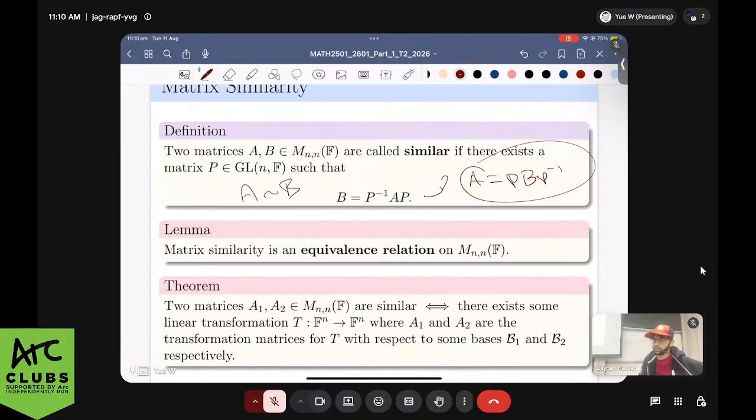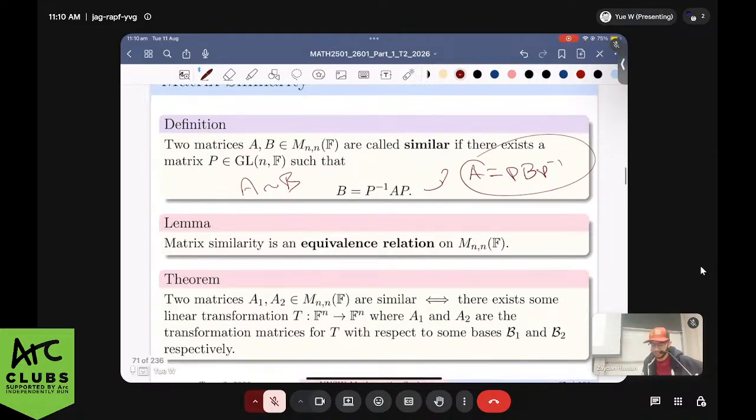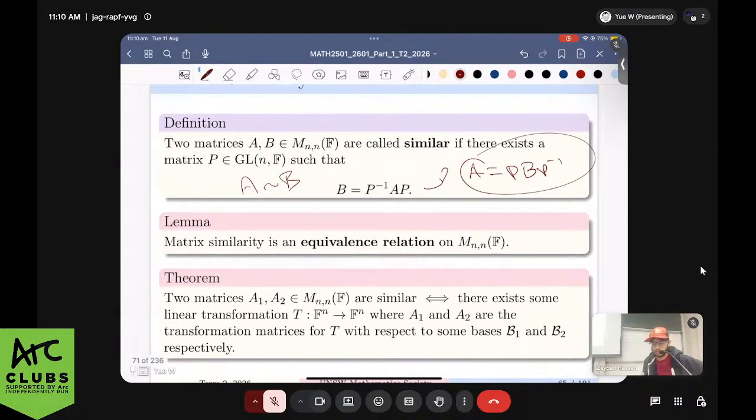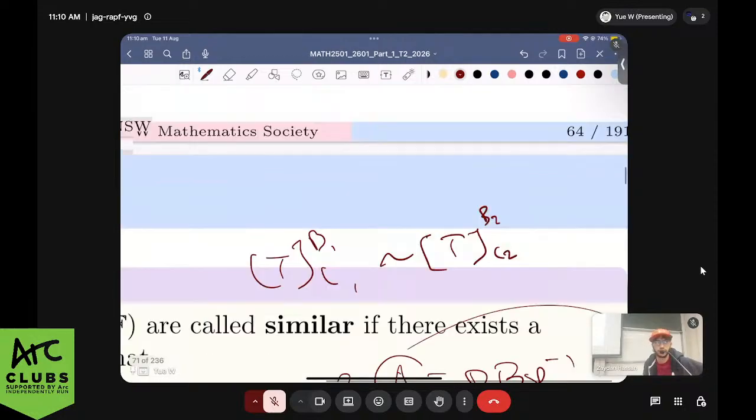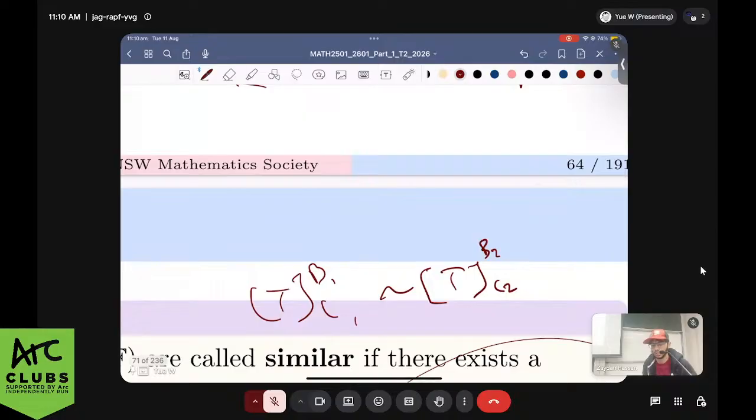Two matrices are similar if and only if they're both transformation matrices of a linear map. But what that also means is if you have a linear map, then T_B1,C1 is going to be similar to any T_B2,C2. So any transformation matrix of a linear map is actually similar to any other transformation matrix. The reason is, if you remember change of basis, you get some sort of P B P inverse sort of thing from that.